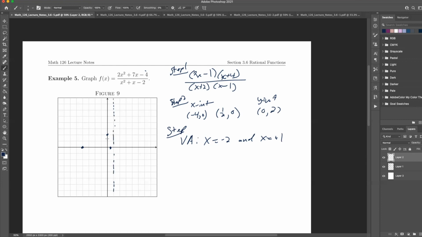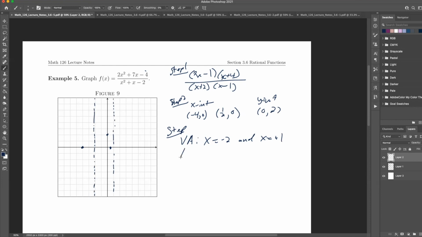The other one was at negative 2, so let's do that one. So these are asymptotes. There we go. So there are 2 asymptotes.